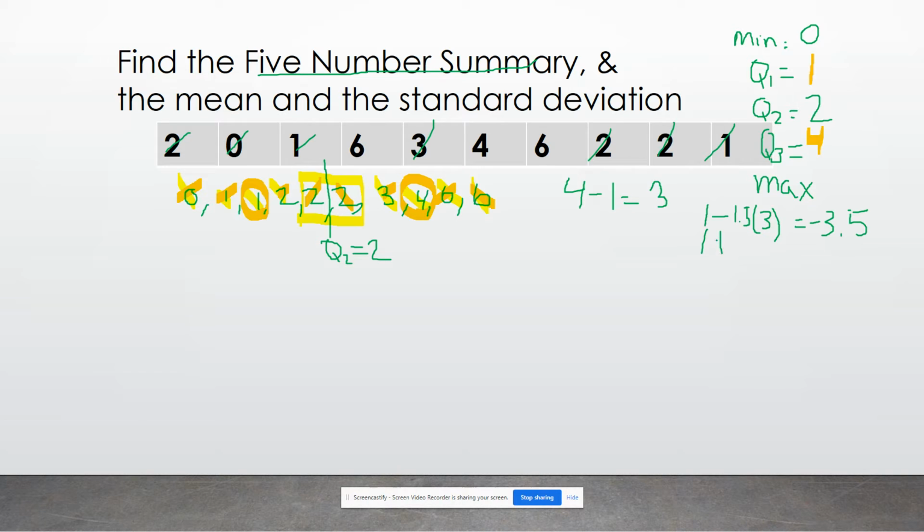So I'm going to do 1 plus 1.5 times 3. And there's a mistake. You guys are probably at home going, wait, quartile 3 is not 1. Quartile 3 is 4. Thank you for telling me. I so appreciate you guys reaching out to me. Okay, so 4 plus 1.5 times 3 is going to give me 8.5.